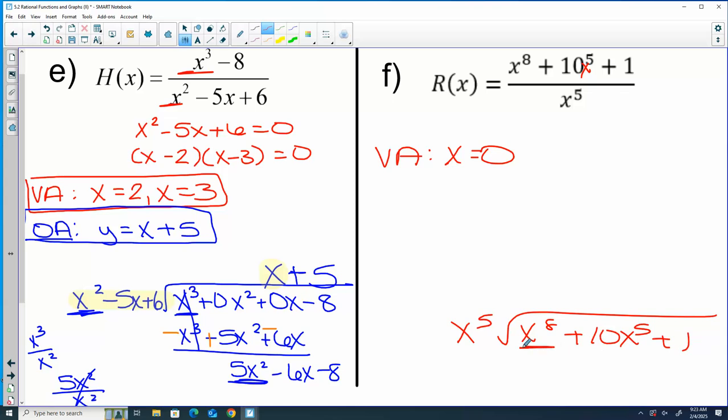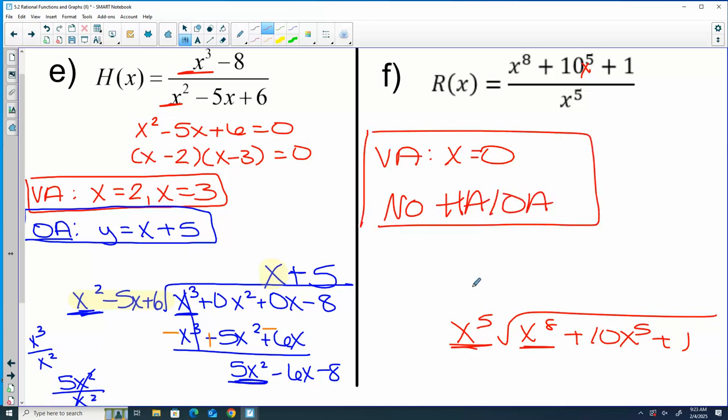what is x to the 8th divided by x to the 5th? X to the 3rd. Is that a line? No. If the top is more than one bigger, there is no horizontal or oblique. So you do not have to have all asymptotes. And that happened because if I divided them, it's no longer a line.